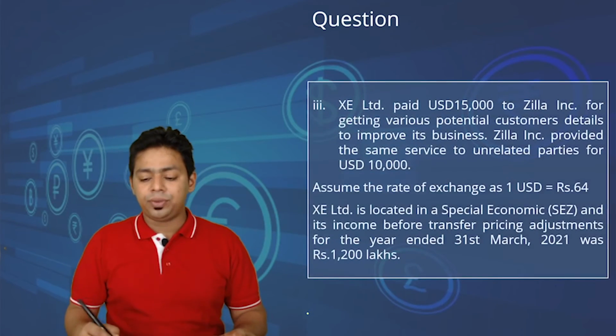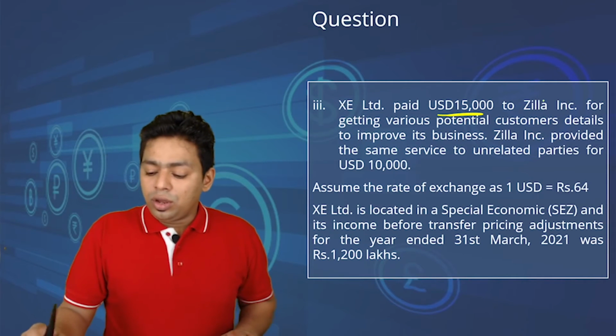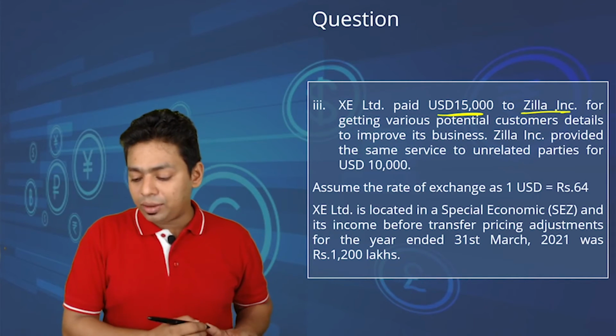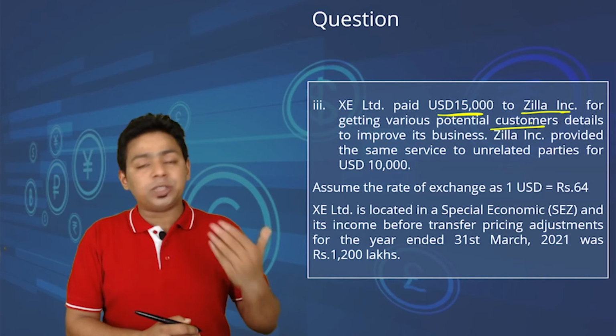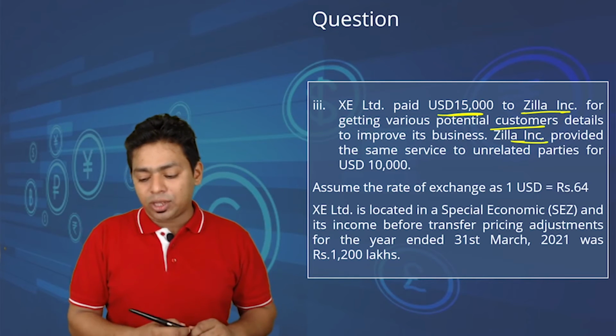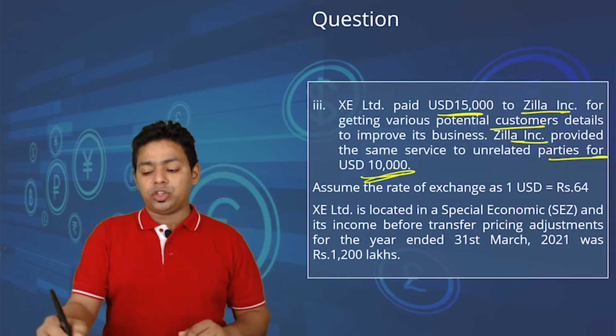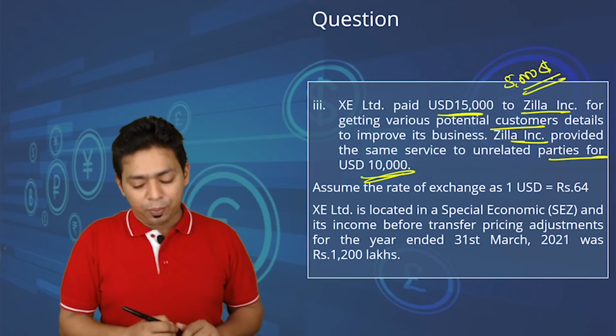on account of TP adjustment. XC Limited paid USD 15,000 to Zilla Inc. for getting the various potential customers' details to improve its business. So this is for database. Zilla Inc. has provided the same services to an unrelated party at 10,000. So here also an excess $5,000 we have paid to our related party.